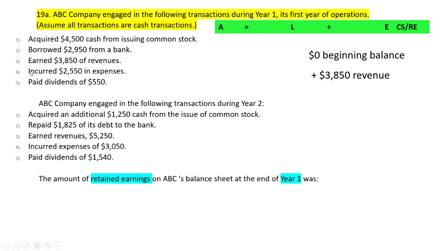Then the fourth transaction, we incurred $2,550 worth of expenses. When you do that, that means that cash is going to go down under assets and retained earnings are going to go down because that's something that affects the retained earnings. So expenses minus $2,550, and then paid dividends of $550. So when you pay dividends, cash goes down and retained earnings goes down $550. So the ending balance at year one, retained earnings, would be $750.